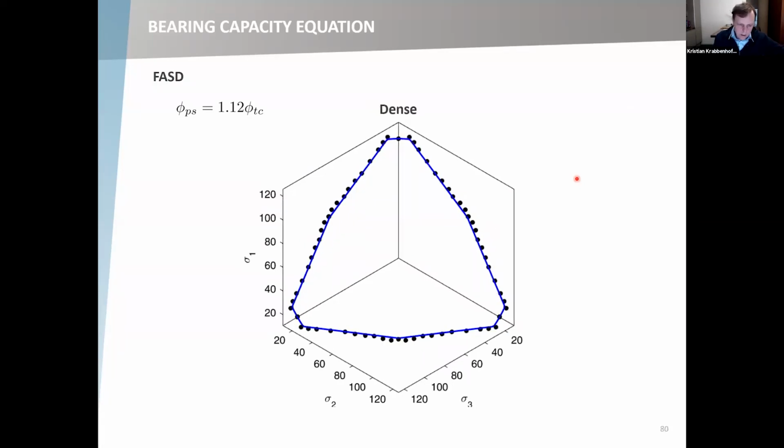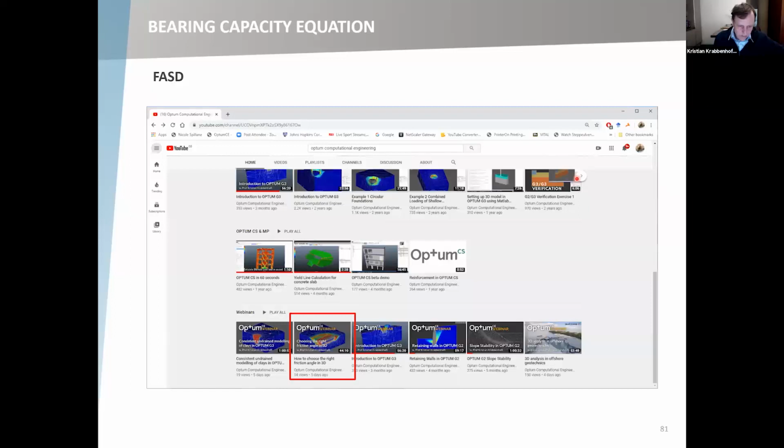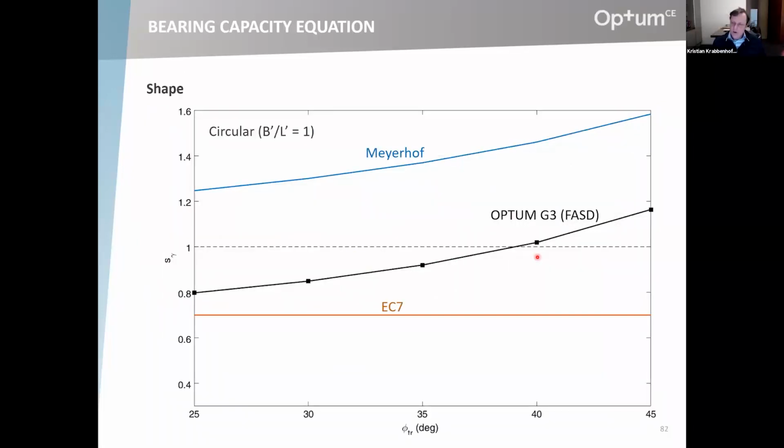And here's the webinar, how to choose the right friction angle in 3D. The answer really is you should specify two angles, a plane strain angle and a triaxial angle. And that's possible with this model. If you redo the analysis for a final time, you get something that looks like this. So kind of a compromise, I guess, between Meyerhof and Eurocode 7.